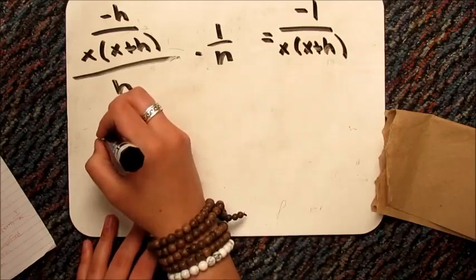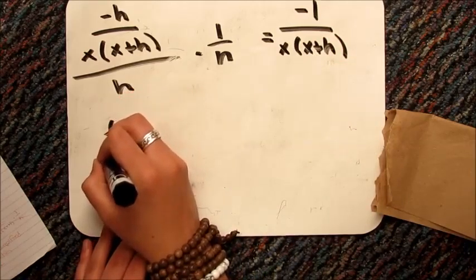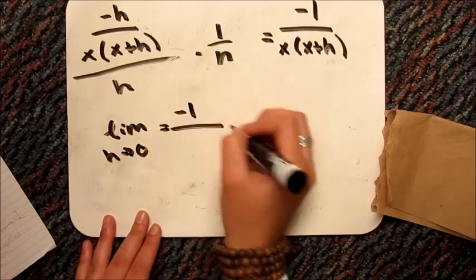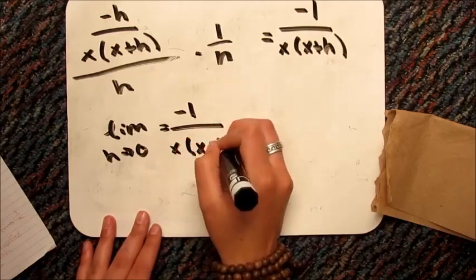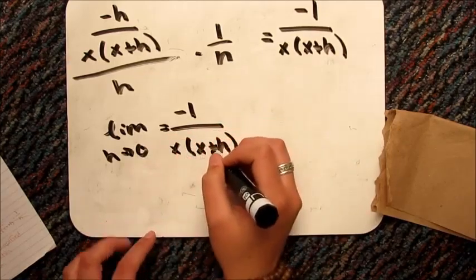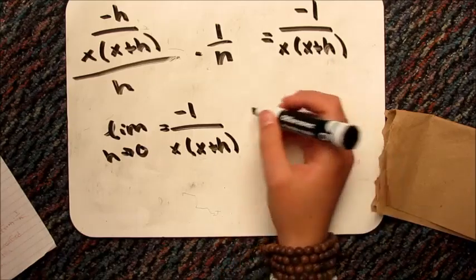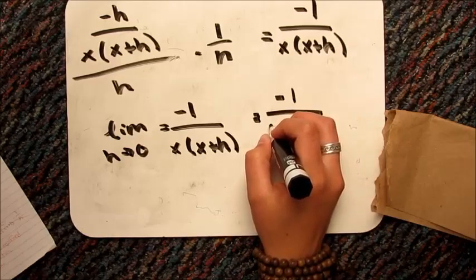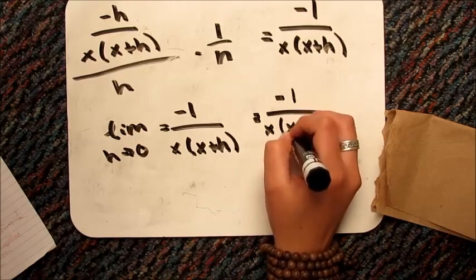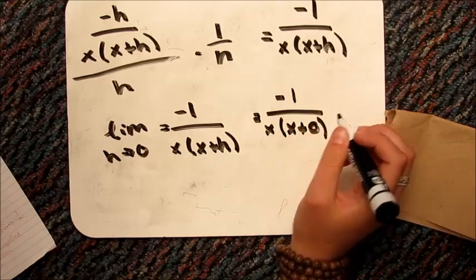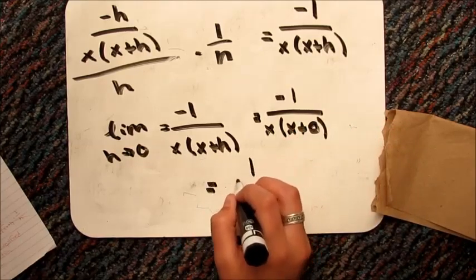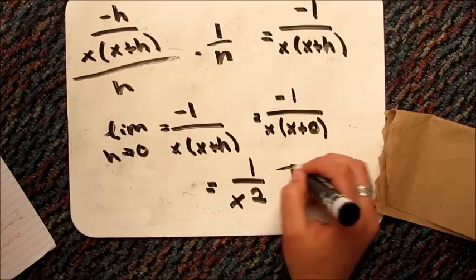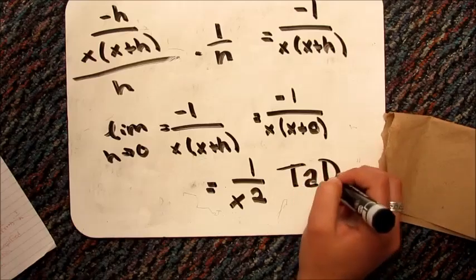So now we just need to bring back our limit. So limit as h approaches 0 of our new function, which is negative 1 over x times x plus h. And then we need to plug in 0 into our h. And so what we end up with is negative 1 over x times x plus 0. And we simplify that down and we get our answer, which is negative 1 over x squared. Ta-da! So that is our first example.